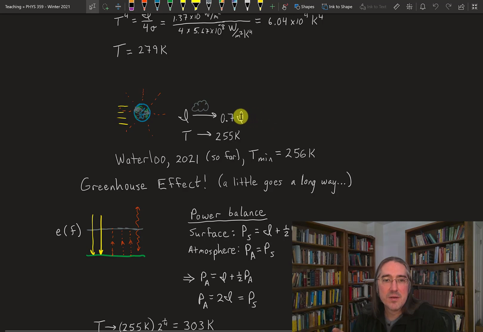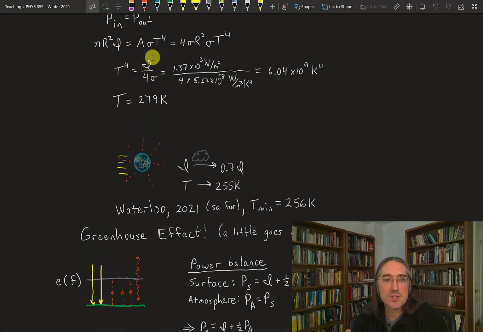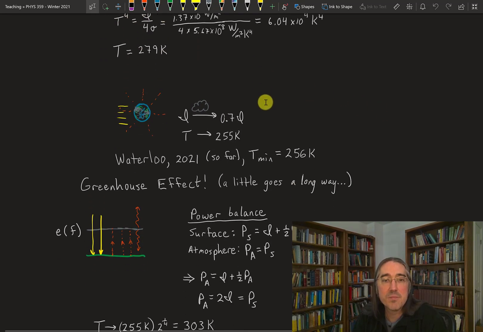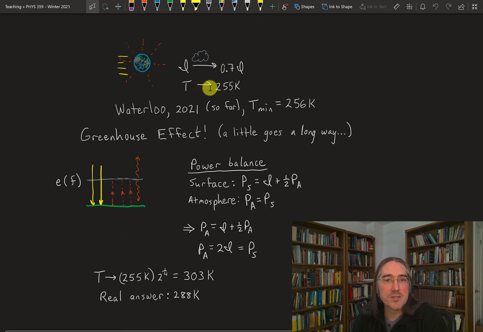0.7. If you take the fourth root of 0.7, multiply it by 279, right? Because that's all it's changing, is the numerator up here is changing by 0.7. This gives us a global average temperature expectation of 255 Kelvin. And for reference, so far this year, the minimum temperature in Waterloo, yes, native Floridian, I watch these things closely, 256 Kelvin. So in fact, this would predict the average temperature of the Earth is a degree colder than the coldest it's been so far in winter here. That would be very inhospitable to life. For example, all of the water would be frozen, always.